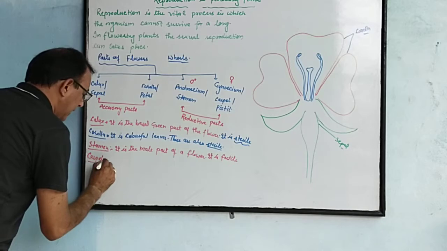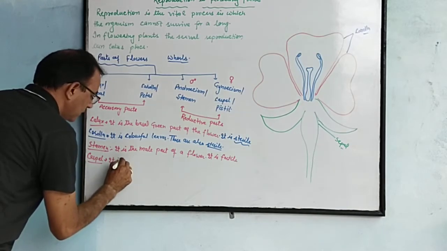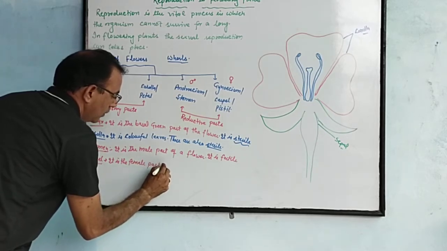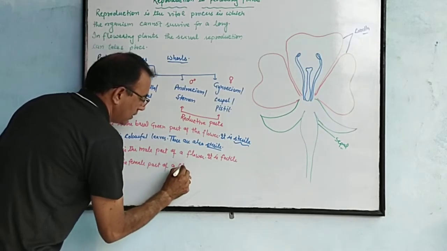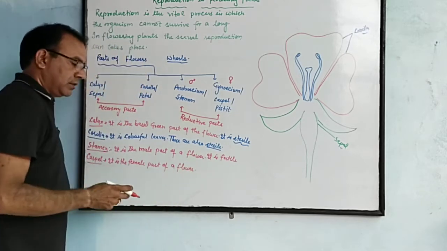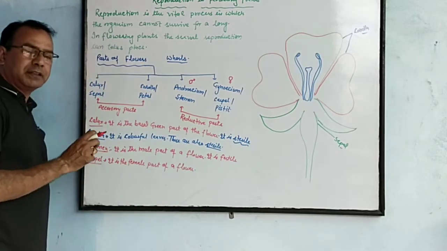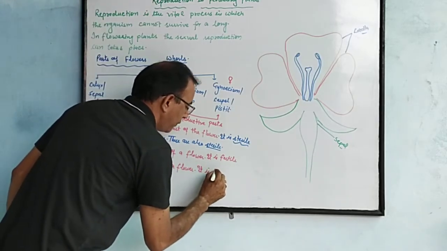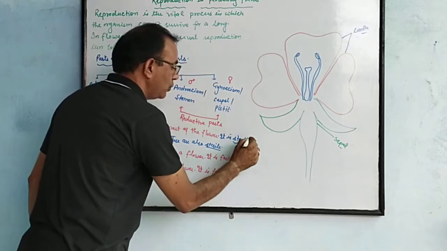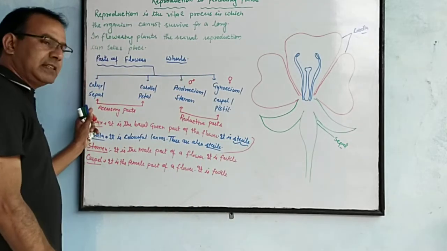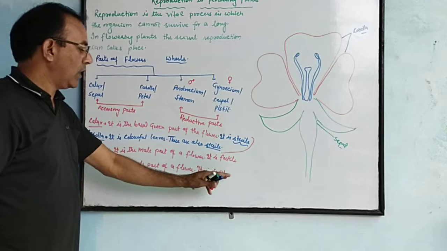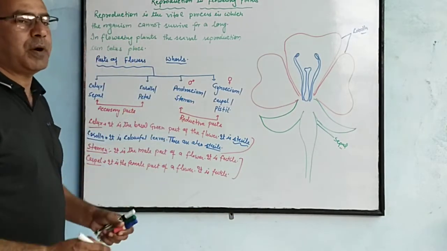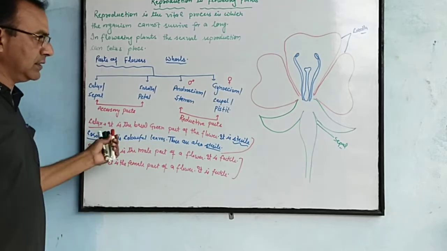Carpel or pistil or gynoecium is the female part of a flower. This part also takes part in reproduction, so it is the fertile part. So there are two sterile parts, which are the accessory parts of a flower, and two fertile parts, which take part in reproduction. Those are called the reproductive parts of a flower. Clear? Now we will discuss the next one.